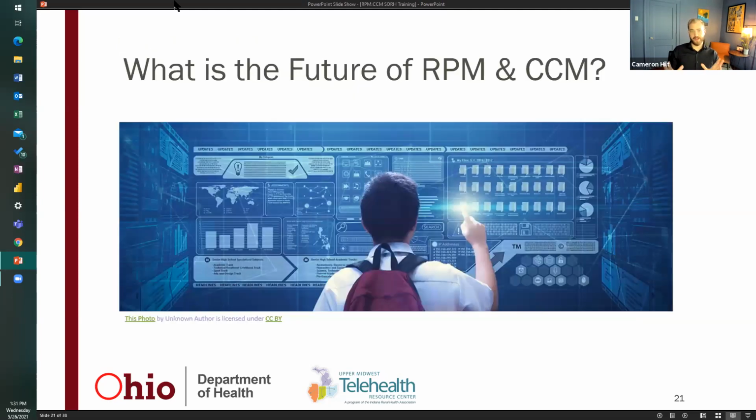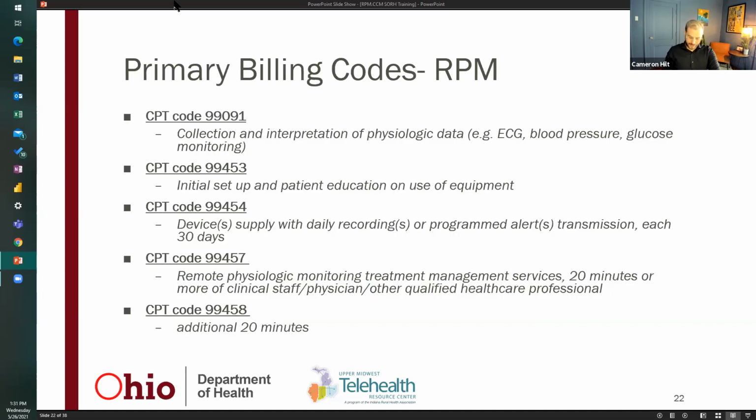But I want to note that especially for these two services, and RPM services in particular, as we've seen a lot of the telehealth restrictions be loosened during the course of the COVID-19 pandemic, we as the UMTRC feel very confident that especially RPM services will get more and more traction and will be easier and easier to reimburse and to provide. And so when we're looking at RPM services specifically, these are the 5 primary codes that are billed in order to receive reimbursement for the services.